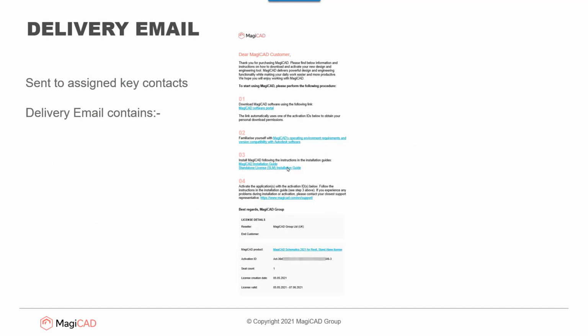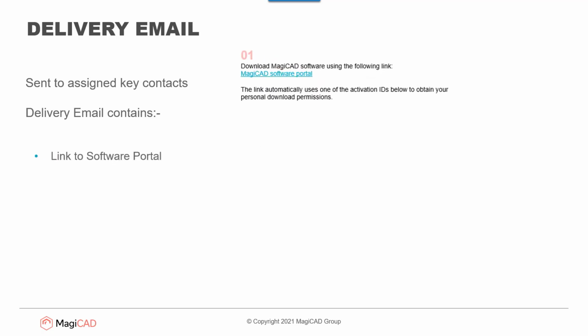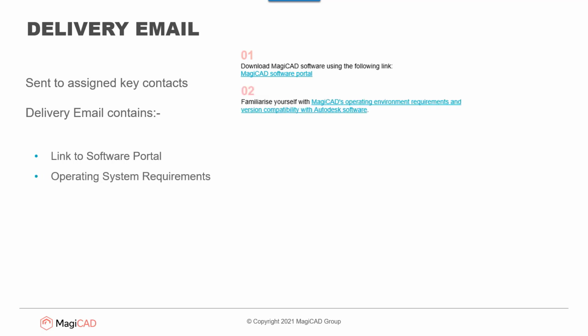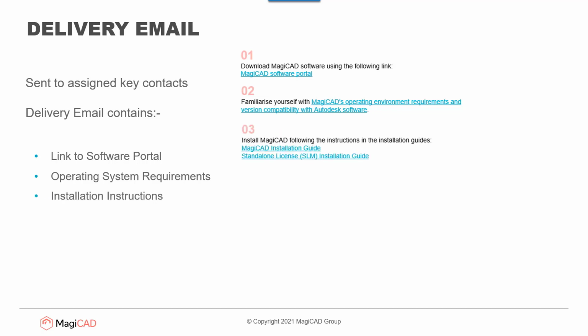As you can see in this next slide, this is the delivery email that you will receive upon purchasing MagiCAD. You also get it when you have new activation licenses, and this is sent to assigned key contacts within a business. And then this email contains a link to the software portal to enable you to download our software. It also has information on your operating system requirements, also installation instruction guide, and also your licensing installation guide.